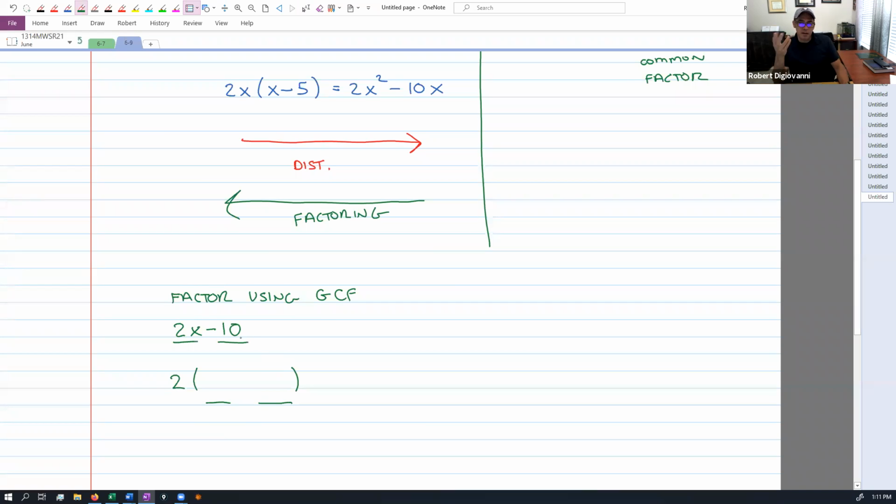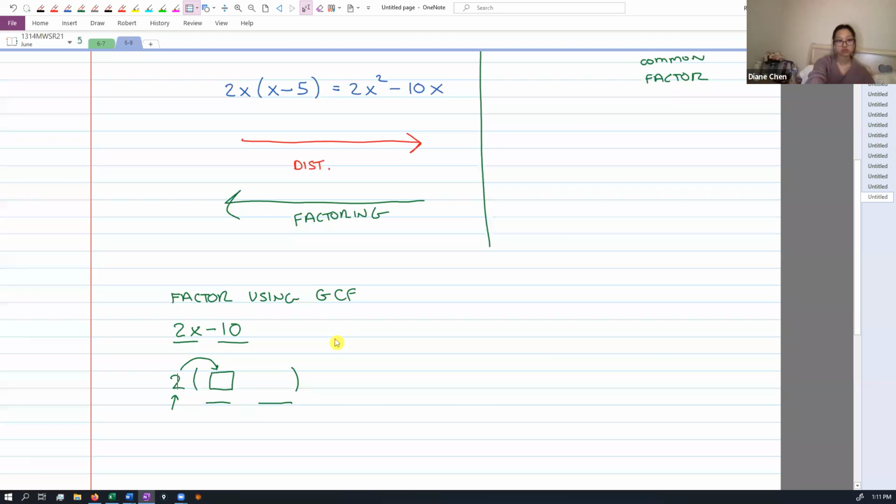What you're going to now think is all a mental thing. What do I multiply this 2 by to get back 2x? What would have to be right here so that when I distribute, I wind up with a 2x? What's missing? I just need an x, right? If I multiply 2 times x, I will get back this. And then you play the same game for negative 10. What would you have to multiply 2 by to get negative 10? It's 5, and that'll go here, minus 5.